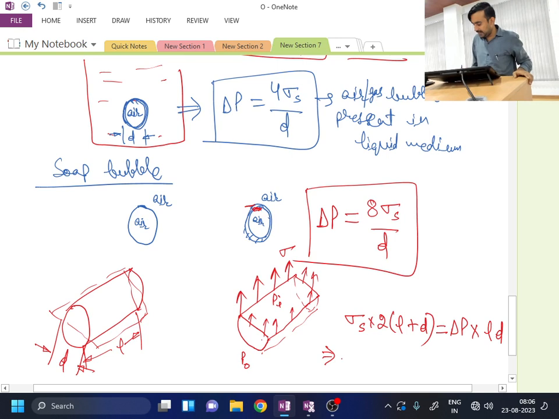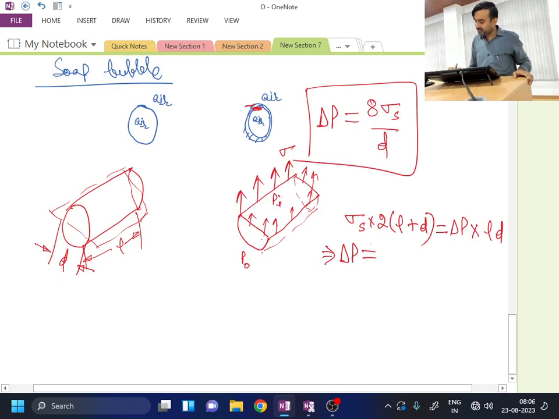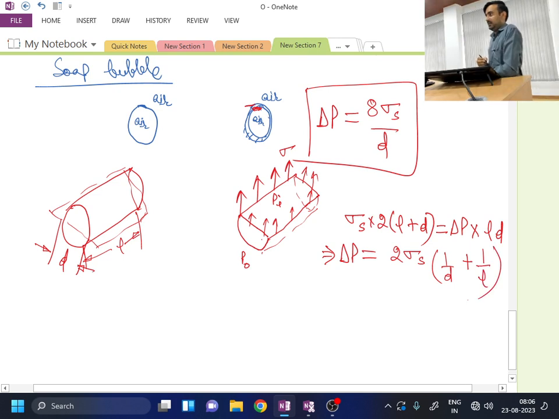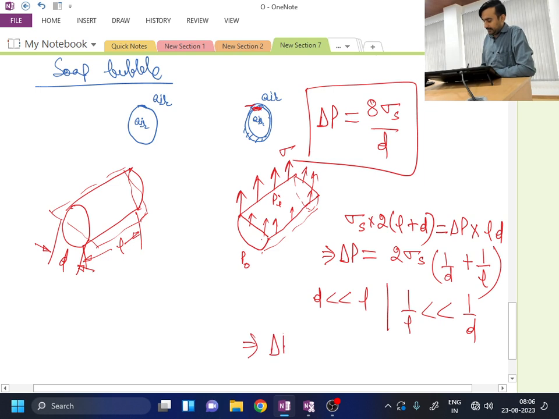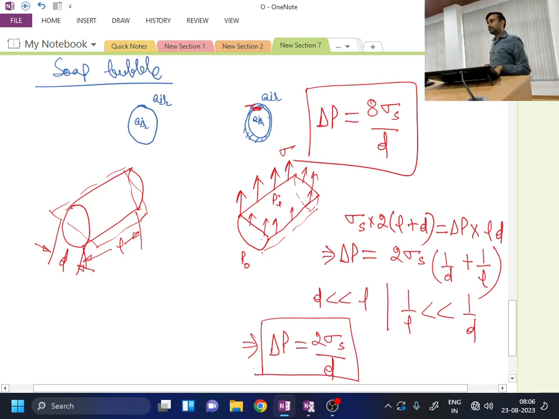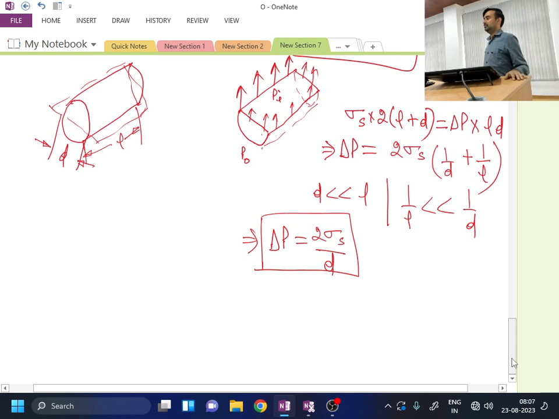Okay. So from here you can see that delta P is equal to 2 times sigma S, and now divide by L and D. What will you be getting? 2 times sigma S into 1 by D plus 1 by L. Now if you take the assumption that D is very very small in comparison to L, in that case 1 by L will be very very small in comparison to 1 by D, and you can simply write that delta P is equal to 2 sigma S by D. Is this one clear? Considering the assumption that our L is very large.